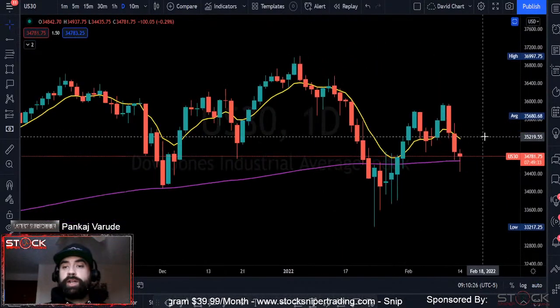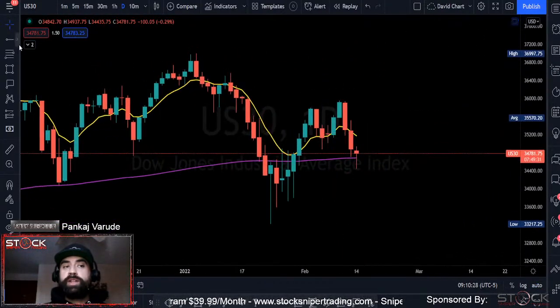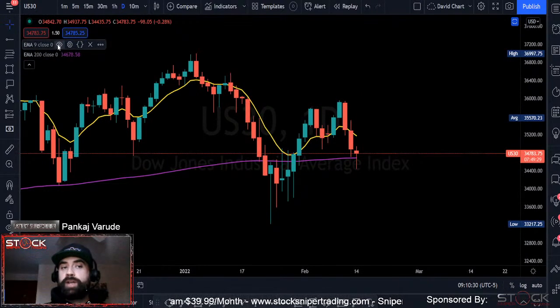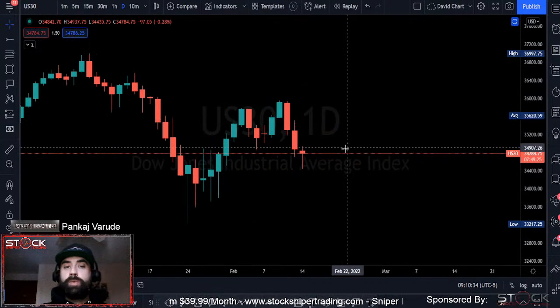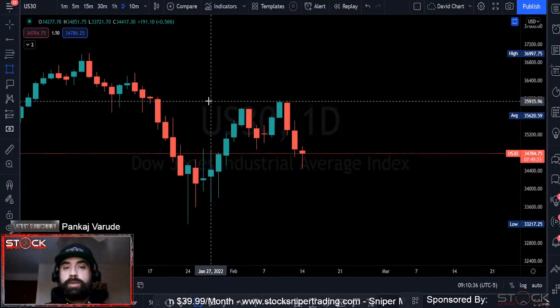So this is the dirty 30, guys. This is US 30 on the daily. I'm going to remove my moving averages. I have my 9 moving average and I have a 200 here. So what we're going to do is we're going to do top down.